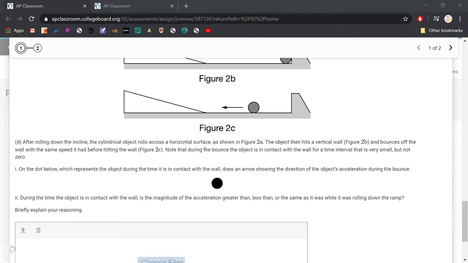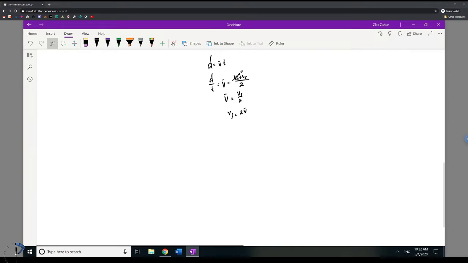Okay, so it says on the dot below, which represents the object during the time it is in contact with the wall, draw an arrow showing the direction of the object's acceleration. So during the collision, which way is the acceleration? That's the question. Of course, the wall is not only stopping the object, but also changing the direction of velocity, sending it the other way. So the initial velocity was to the right, the final velocity is to the left, then the acceleration must be to the left. Okay, this is not an FBD, it's an acceleration vector.